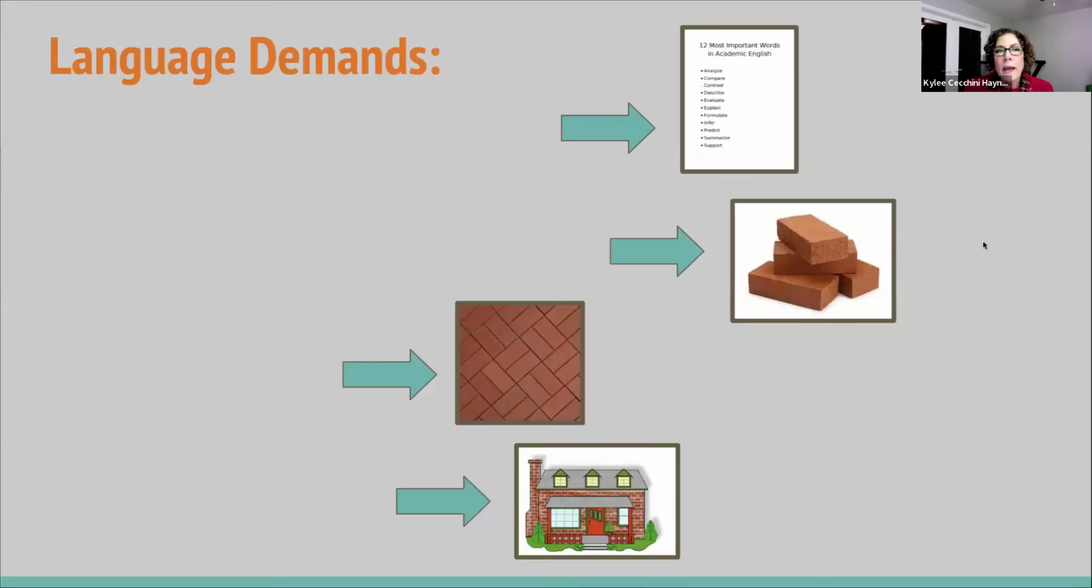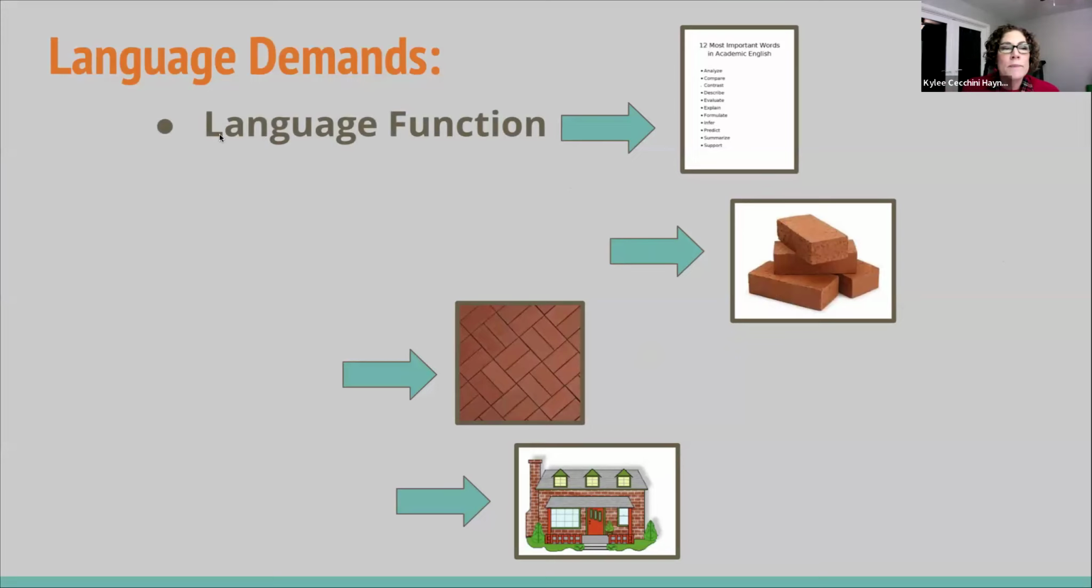So we have 4 different language demands, and I'm going to go into each one individually. But let's do an overview of the language demands. And I have these icons next to these different demands for a reason, because to me, I think it helps to have a picture to wrap your mind around.